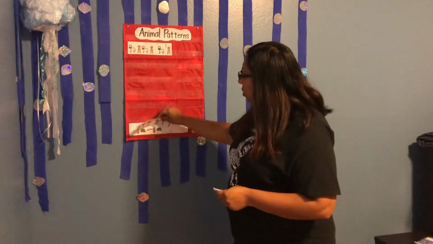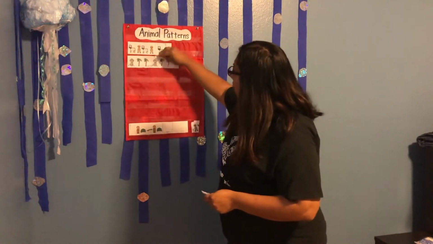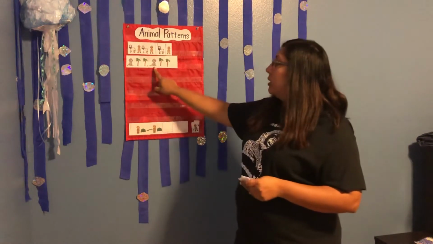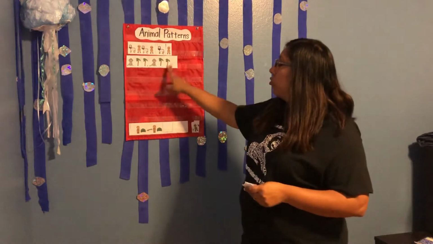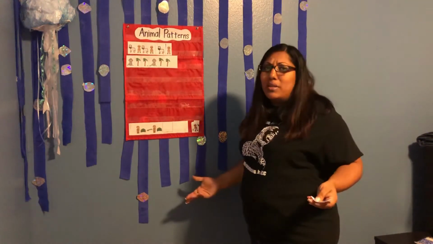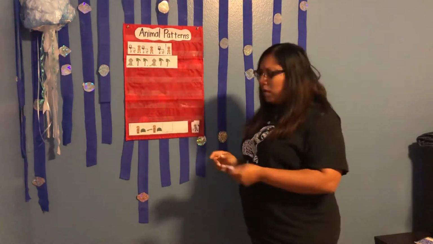Our next pattern, boys and girls, right here, let's take a look at this one. We have a seal, palm tree, seal, palm tree, palm tree. Wow, that's a lot. What do you think comes next? And what kind of pattern is that? A, B, B, A, B, B.